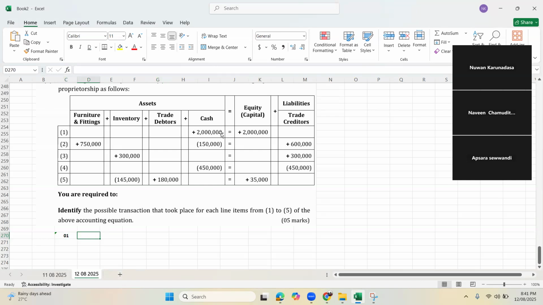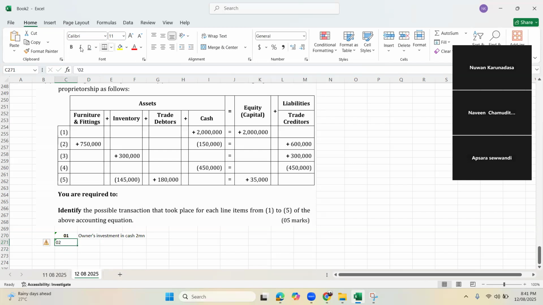Cash increased by 2 million. Equity increased by 2 million. What is the transaction? Only invested 2 million. Very good. Owner's investment in cash, 2 million. Very good. Number 2.